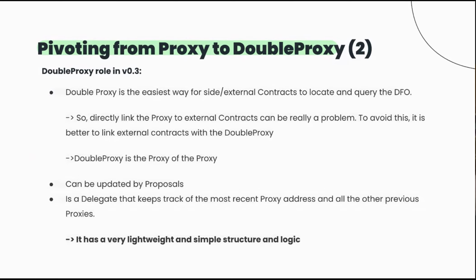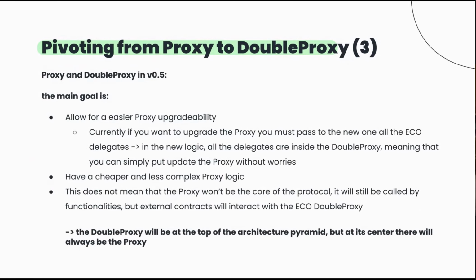It can also be updated by proposal, and it's a delegate that, as we said before, keeps track of the most recent proxy address and all the previous versions. It is very lightweight, and it has a very simple structure and logic. What we mean by pivoting is changing those kinds of roles, but in a different way. Our main goal is to allow for an easier proxy upgradability.